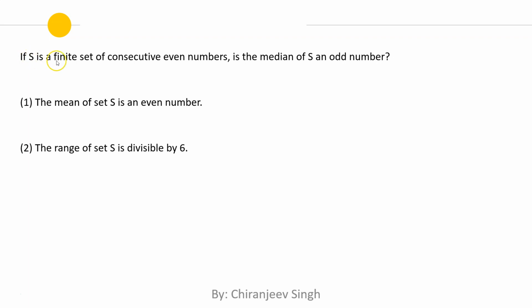Okay, so it says if S is a finite set of consecutive even numbers. Finite means it's not infinite, so it's limited. Set of consecutive even numbers, right? 2, 4, 6, 8, or it could be minus 2, but a set of consecutive even numbers. Is the median of S an odd number? Oh, median of S an odd number. Okay, in which case would it be an odd number?